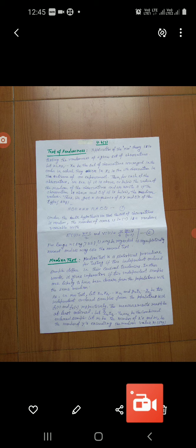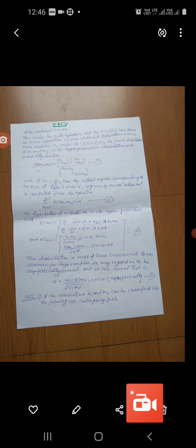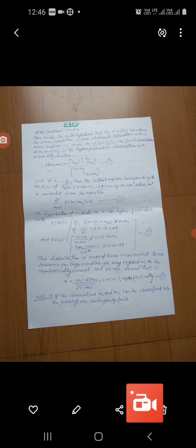Let m1 be the number of x's and m2 be the number of y's exceeding the median value m of the combined sample. Suppose that the median value is m. So the number of x's is m1 and the number of y's is m2.